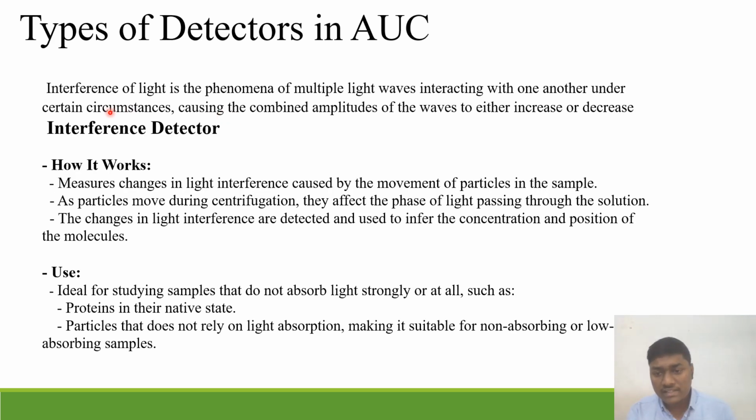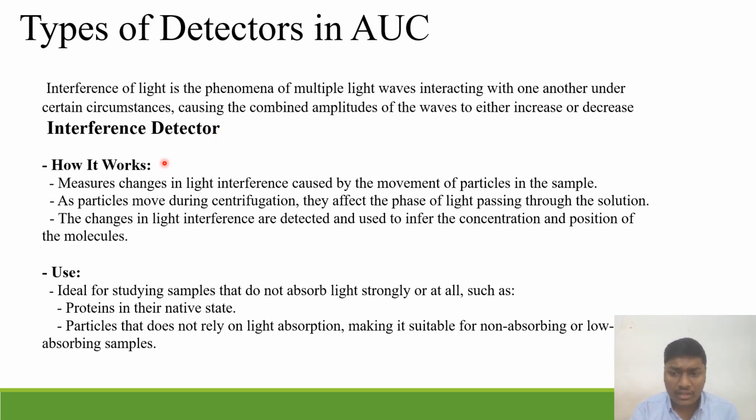Now let's talk about the second detector which is generally used in the AUC, the interference detector. Before talking about the interference detector, let's see what interference is. Interference is a phenomenon of multiple light waves interacting with each other under certain circumstances, causing the combined amplitudes of the waves to increase or decrease. This is nothing but multiple wavelengths interacting with one another under certain conditions.